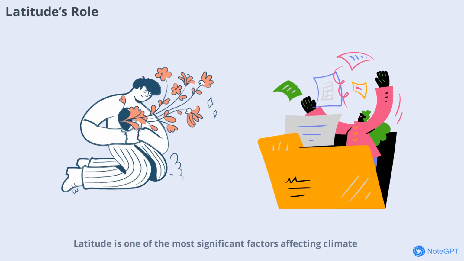Latitude is one of the most significant factors affecting climate. Areas closer to the equator receive more direct sunlight throughout the year, resulting in warmer climates. As you move towards the poles, sunlight becomes less direct, leading to cooler temperatures. In India, the Tropic of Cancer passes through the middle of the country, contributing to the diversity in climate from north to south. This variation in latitude explains why southern India is generally warmer than the northern regions, especially during winter.